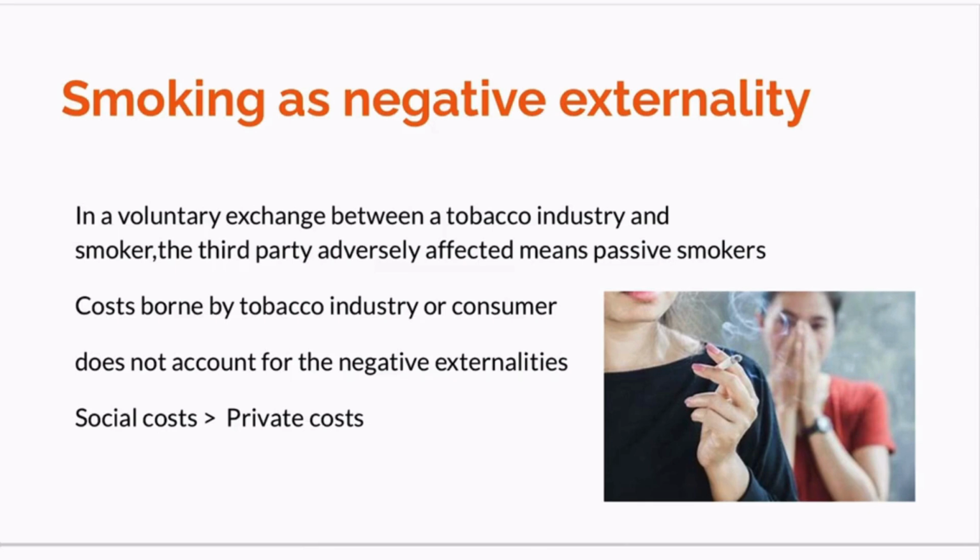So the private cost would be the cost where we don't account for the adverse health impact on the passive smokers. But if you try to account for the adverse health impact on the passive smokers, the cost has to be added to the private cost, and then it becomes the social cost. So social cost again would be greater than the private cost in case of a negative externality like passive smoking.